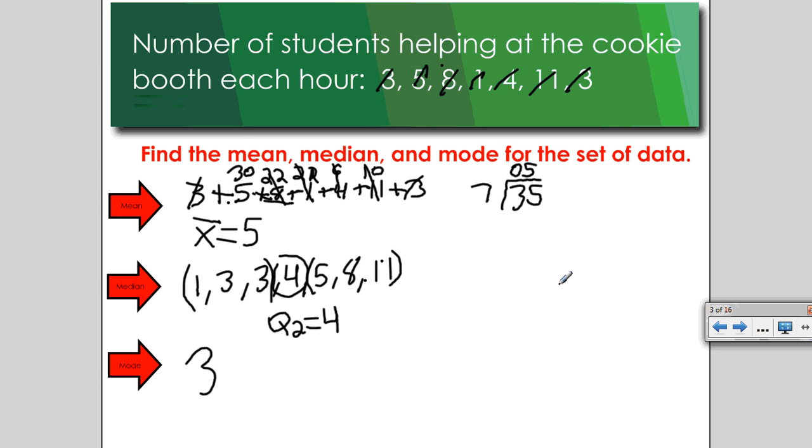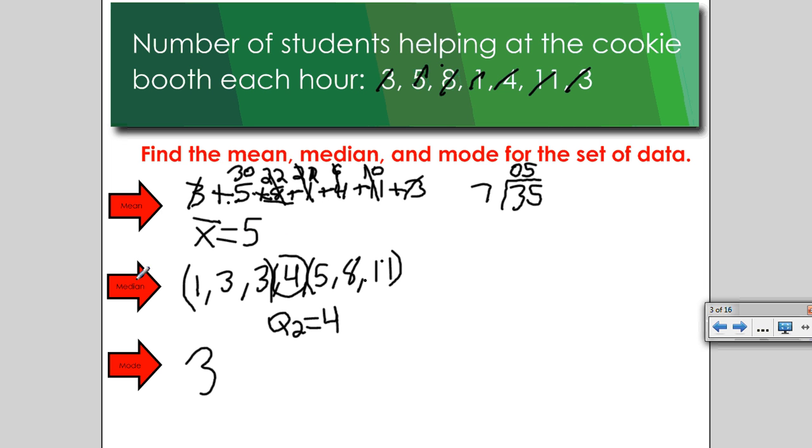All right, here, what we did is the number of students helping at the cookie booth each hour. And you can notice that I've already worked this problem out. So what I did is I added up the first 7 numbers: 3 plus 5 plus 8 plus 1 plus 4 plus 11 plus 3, and I ended up getting 35. Then I said, okay, how many numbers do I have? Well, I got 1, 2, 3, 4, 5, 6, 7. That's 7 into 35 is 5. So my mean, in this symbol, x with a line over it, means mean. The mean is 5.